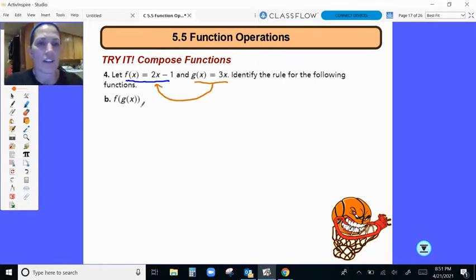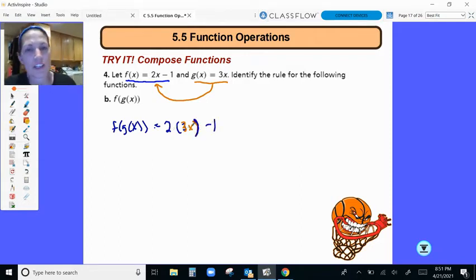So we have f of g of x equals 2x minus 1, so we have 2, and where we have the x there, we're going to put in 3x. Whoops, I need my orange. 3x. Okay, need my blue back. There we go. 3x and then minus 1.